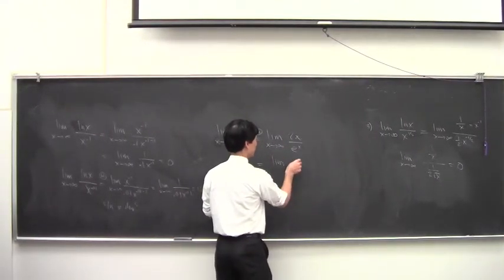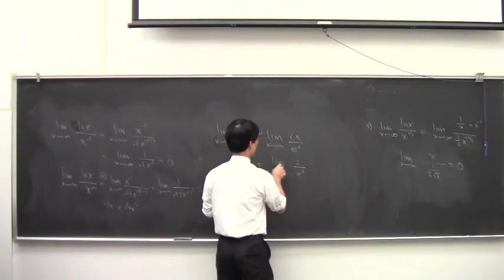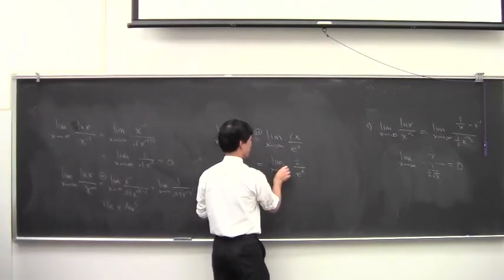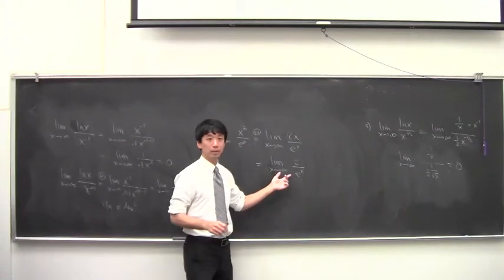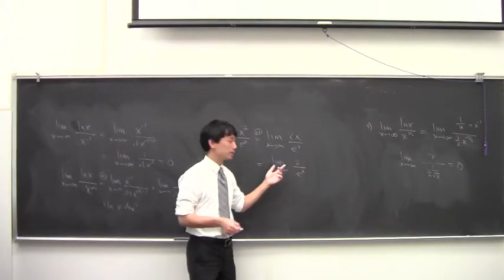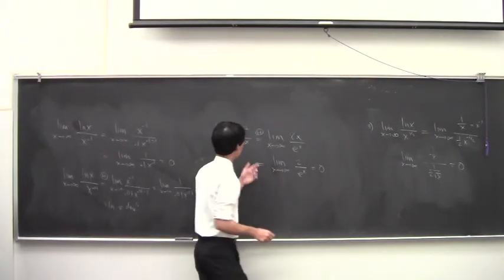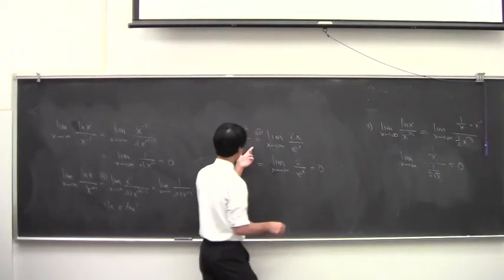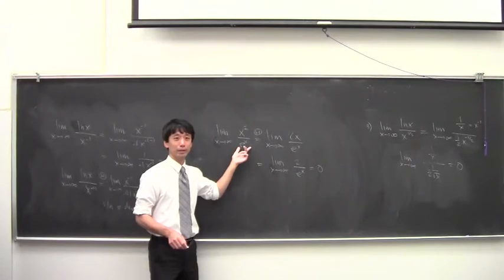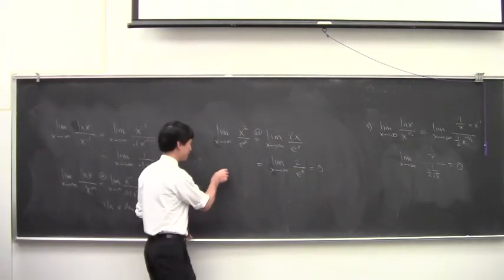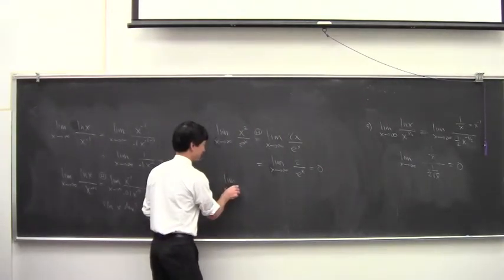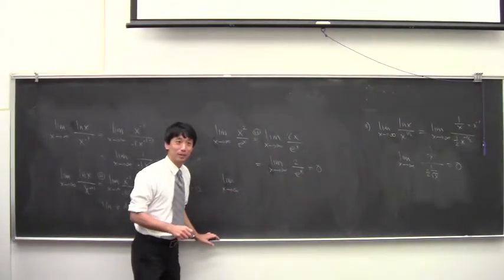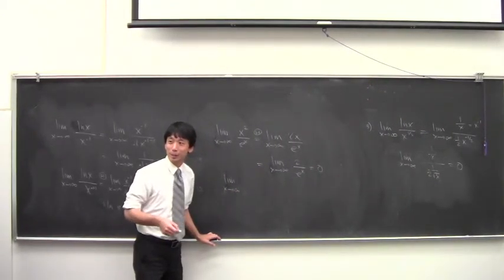We differentiate again. We get 2 over e to the x as x goes to infinity. Well, what's that? That's 0. So e to the x won. E to the x was the winner. E to the x goes to infinity faster. Now maybe you know what I'm going to say. What am I going to say? E to the x always wins.